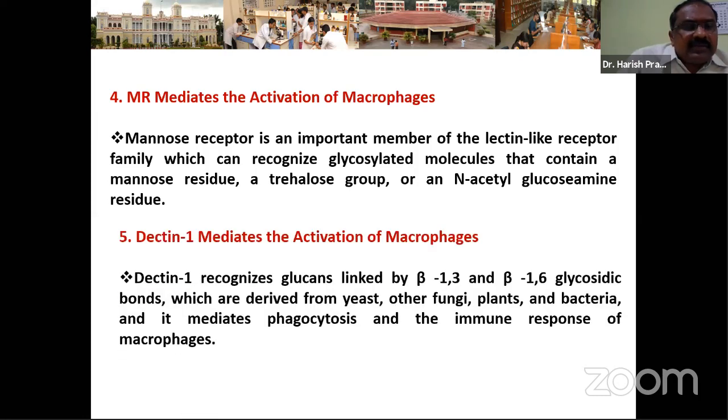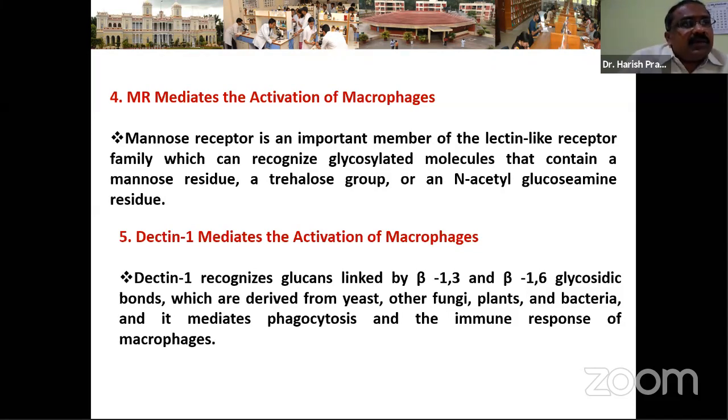So again, the fifth one is dectin. Dectin also recognizes glucans like beta-1,3 or beta-1,6 linked glucans. See, in glucans, there are many glucans that have been identified, and it also differs from source to source. So the bondage also differs from source to source. Even if it is the same glucan, there is a difference in the bondage or a change in the whole structure conformation.